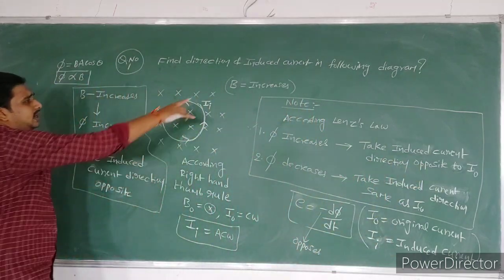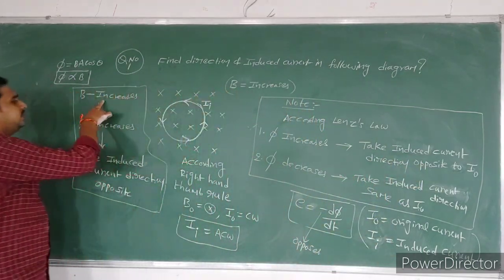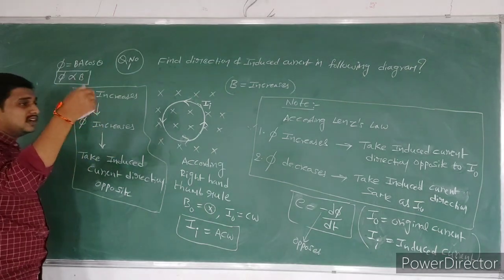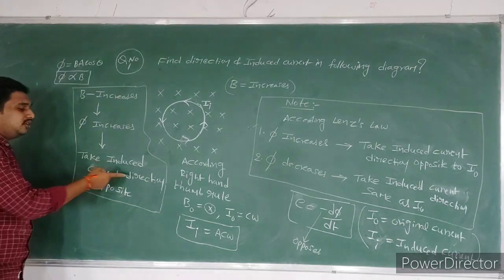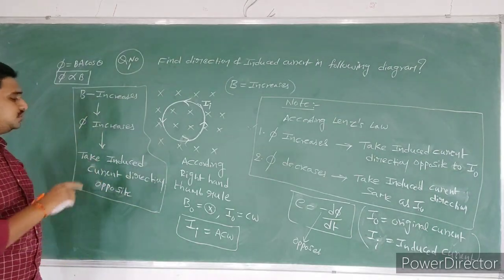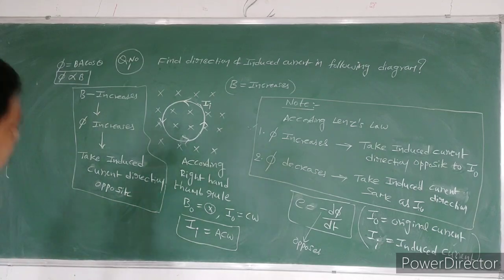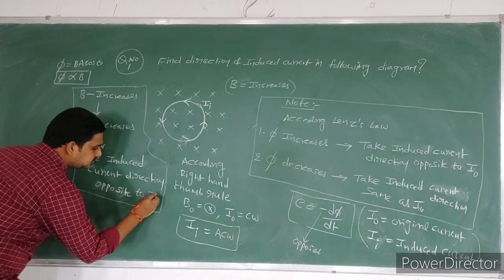So here the magnetic field increases. Magnetic field increases means definitely the magnetic flux increases. If magnetic flux increases, take the induced current direction opposite to the original current direction. So take the induced current direction opposite to I naught.